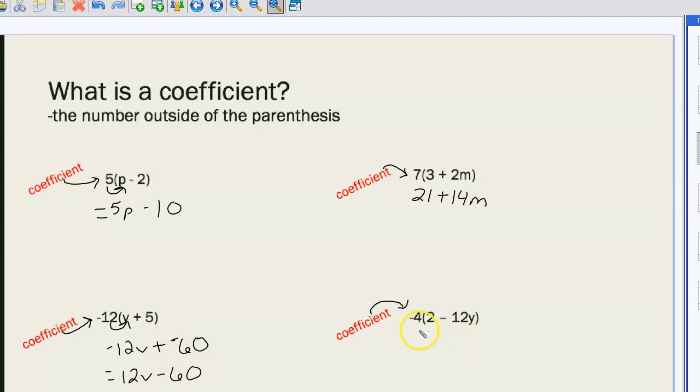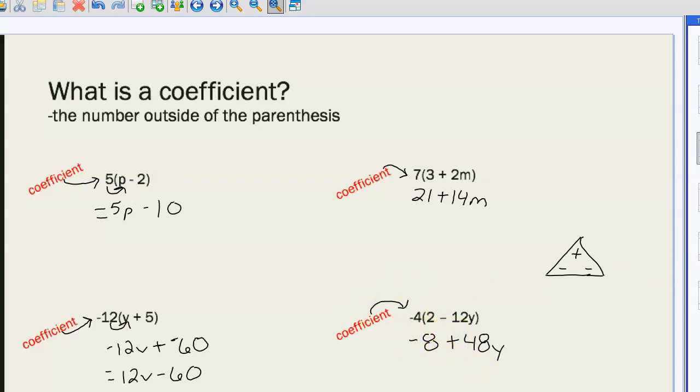And we'll do another one. Negative 4 times 2 is going to be a negative 8. And then negative 4 times negative 12. Well, I know 4 times 12 is 48. So 4 times 12y would be a 48y. Now I have this negative times this negative. What's a negative times a negative, friends? The positive. So that would be the positive.